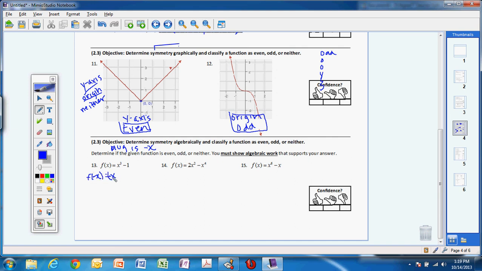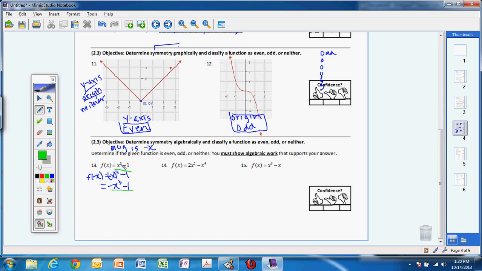In this case, negative x is going to be cubed minus 1. I know where x is, so I'm going to plug in negative x for x. Simplifying further, negative x cubed: any negative number that's cubed gives a negative outcome. So this is still negative x cubed minus 1. Now I have to ask the question: is this function the same as my original?